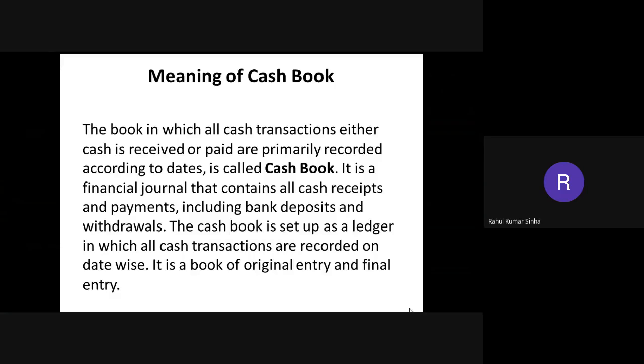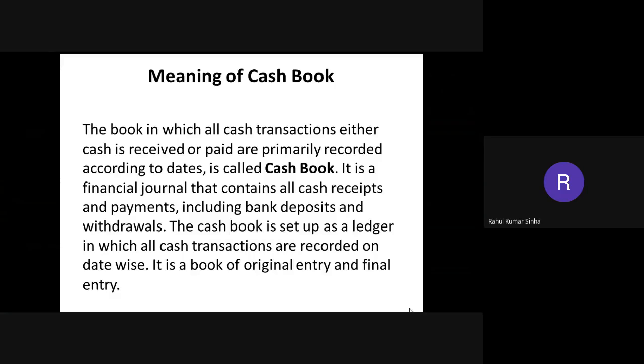So you see here, the book in which all cash transactions, either cash is received or paid, are primarily recorded according to dates. It's called cash book. It is a financial journal that contains all cash receipts and payments, including bank deposits and withdrawals. The cash book is set up as a ledger in which all cash transactions are recorded date-wise. It is a book of original entry and final entry.